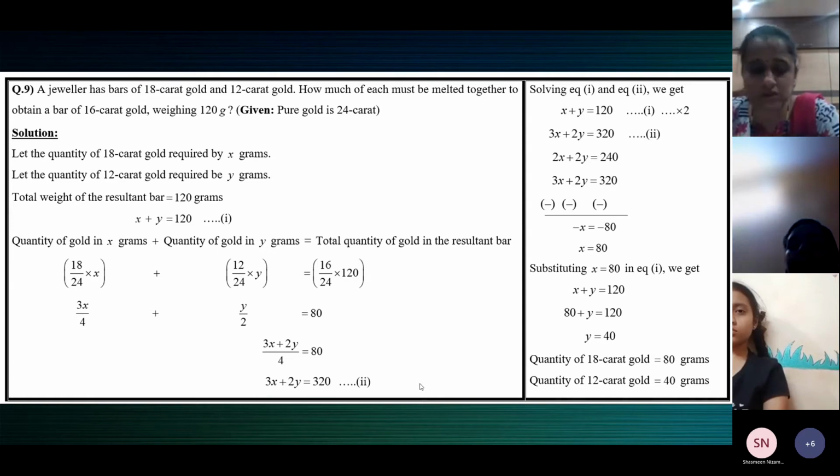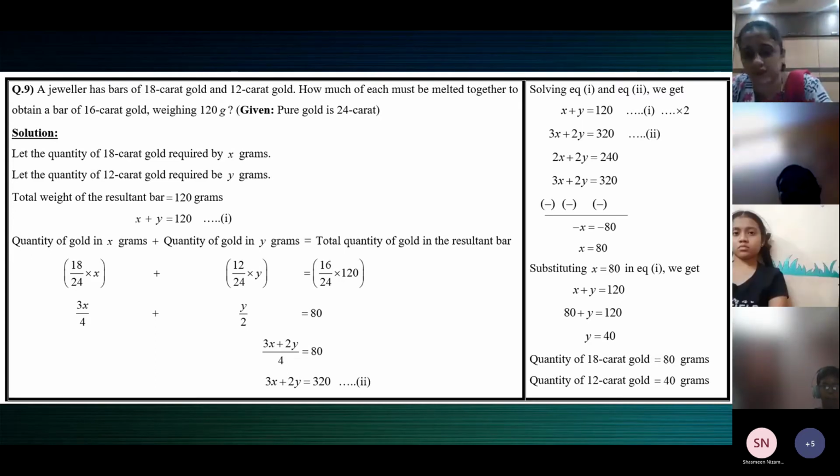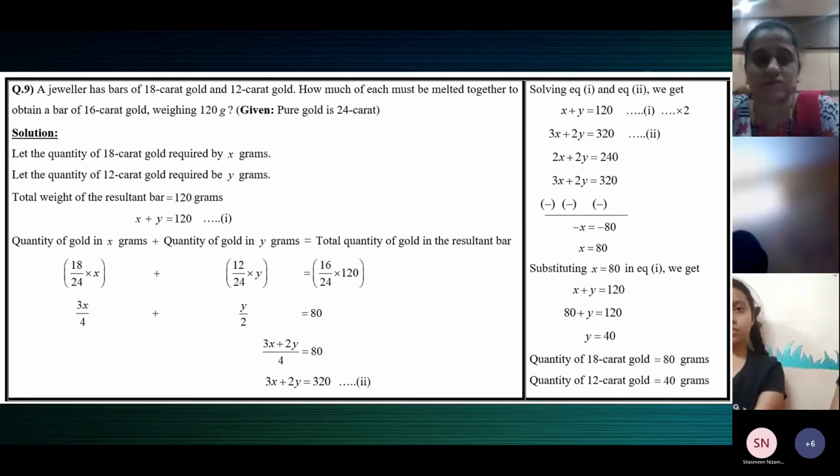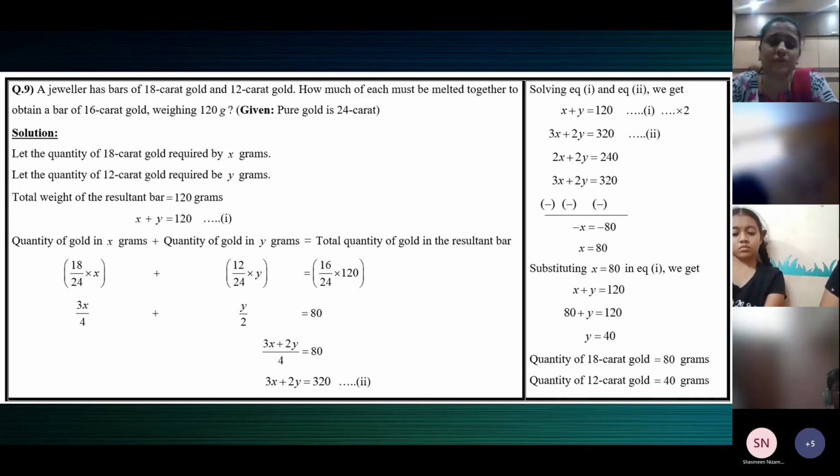So like in a solution, there is some portion of acid and remaining water. Here, when it is 18 karat gold bar, I'll wind up the session with this one. When it is 18 karat gold bar, so pure gold is 24 karat. So if it is 18 karat, 18 by 24.